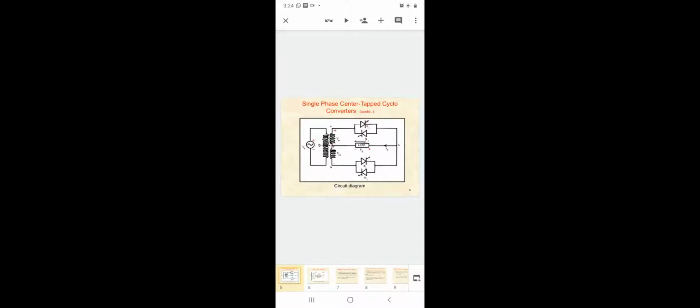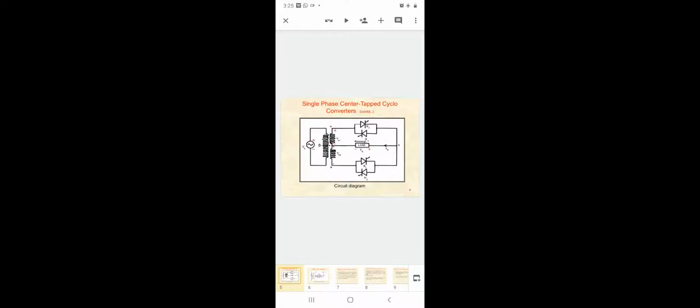At pi time period, the negative half cycle is reached. So here the A terminal is negative during the negative half cycle. A is negative with respect to B, and B is positive with respect to A. So here P2 starts conducting. P2 and N1 start conducting.